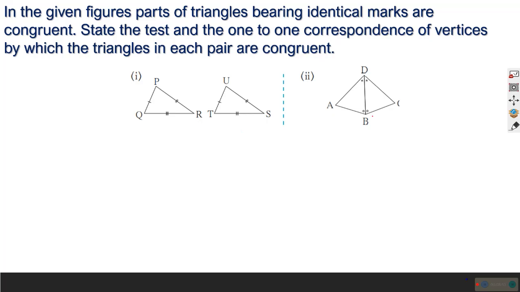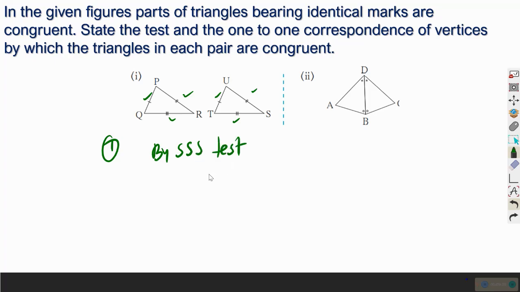Very simple, where you will be simply writing the solution. In the first case, this is congruent here, second is congruent here, third is congruent here. You will say that by the SSS test they are congruent, and the correspondence is PQR corresponding to UTS. This way you have to write the answer.